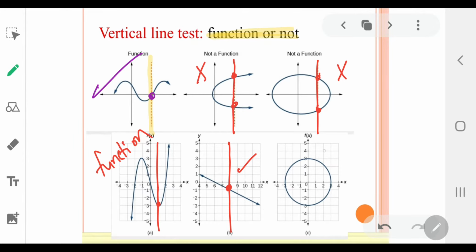The third one, if you draw the vertical line anywhere, it will cross this circle in more than one point, actually in 2 points, so it's not a function. And maybe we have said that earlier, a graph of a circle is not a function, it is just a relation.